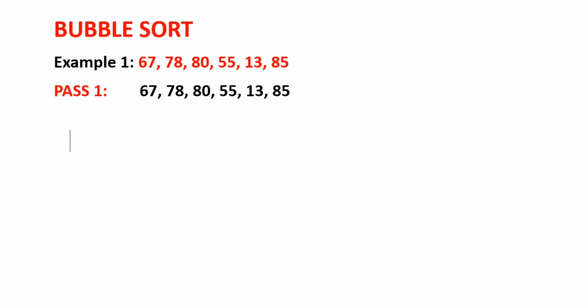Next, I need to compare the next adjacent elements, that is 78 and 80. Is 78 greater than 80? No. Again, no swap. The list is 67, 78, 80, 55, 13, 85. Next, I need to compare 80 and 55. Is 80 greater than 55? Yes. We need to swap.